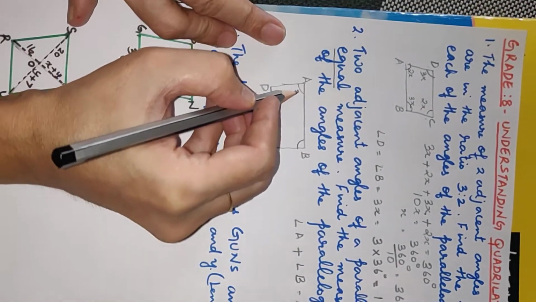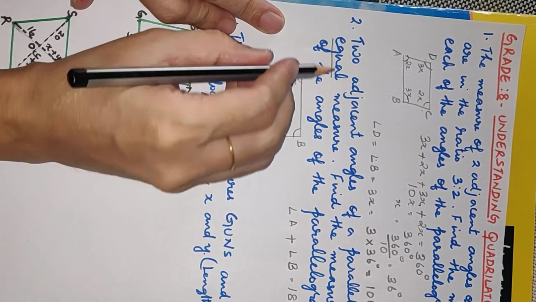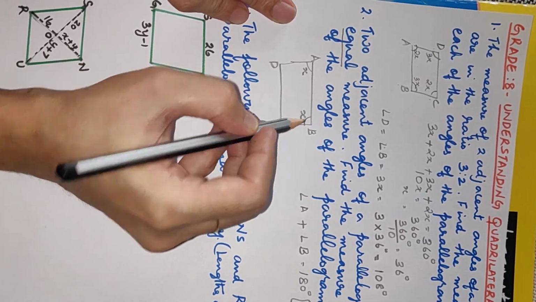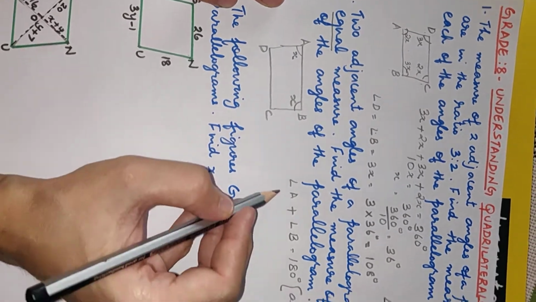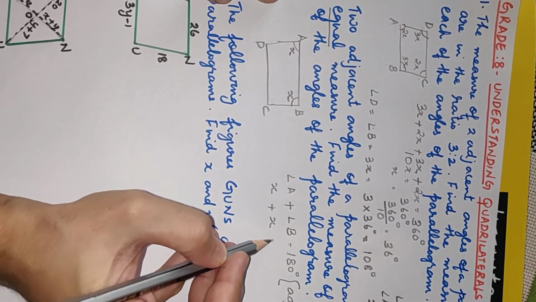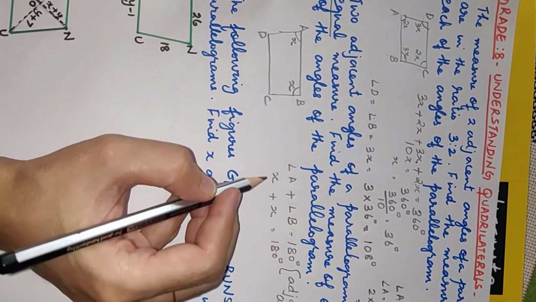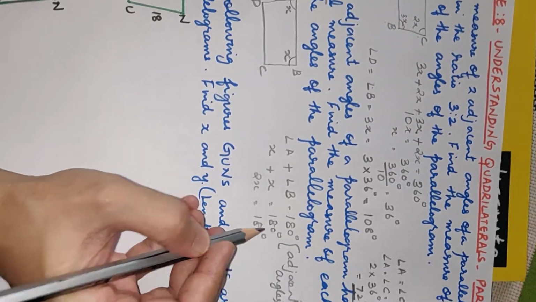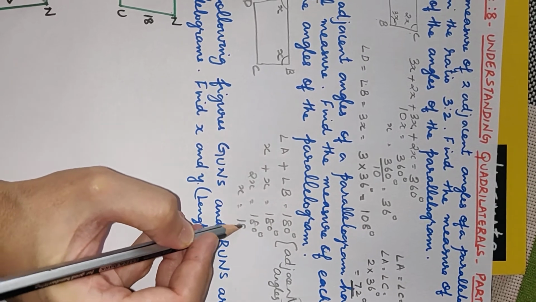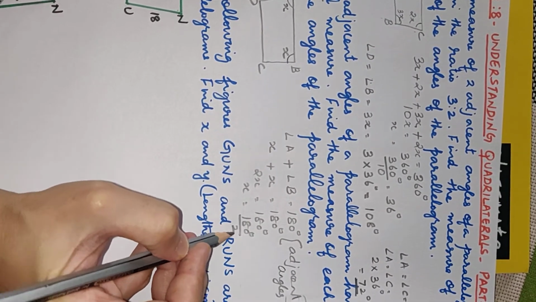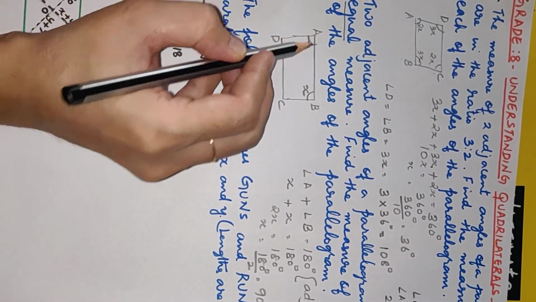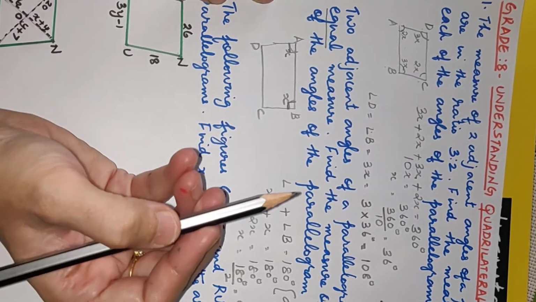Now I am going to take this as x degrees. It's given that they are equal. So if angle A is x, then angle B also is x. So x plus x is equal to 180 degrees. What is 1x plus 1x? 2x is equal to 180 degrees. So x is equal to 180 degrees divided by 2, that is equal to 90 degrees. So 90 degrees means what? They are perpendicular. This and this are perpendicular.